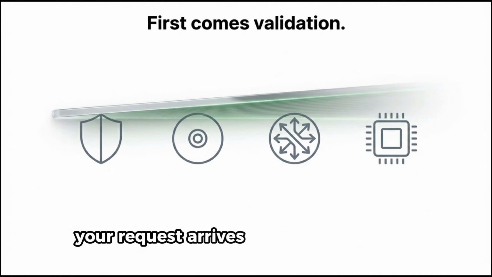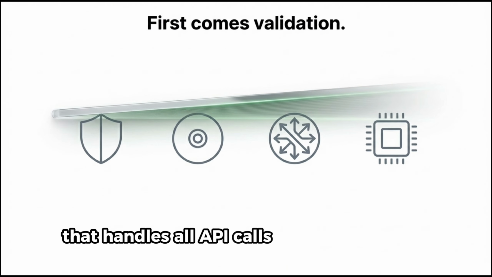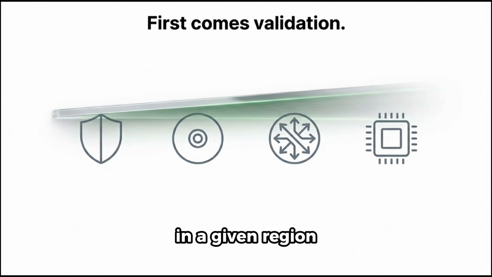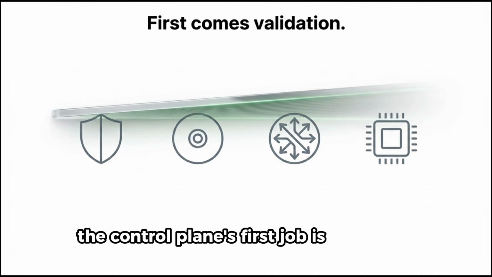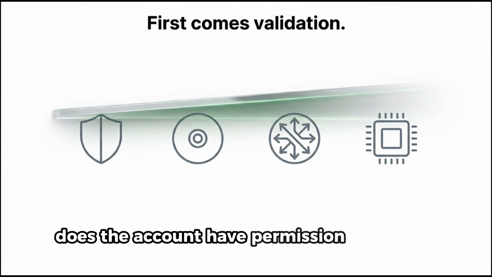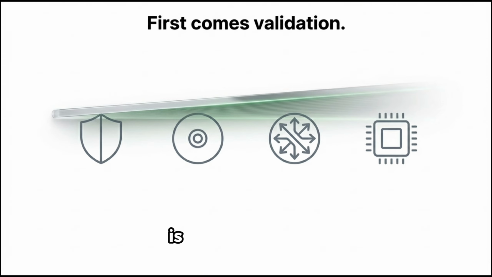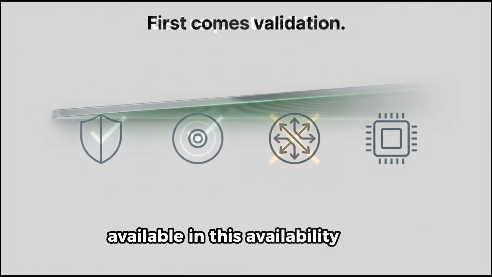Your request arrives at the control plane, the management layer that handles all API calls for a given service in a given region. The control plane's first job is validation. Is this a well-formed request? Does the account have permission to make it? Does the requested configuration actually exist? Is the AMI ID valid? Is the subnet in the right VPC? Is the instance type available in this availability zone?